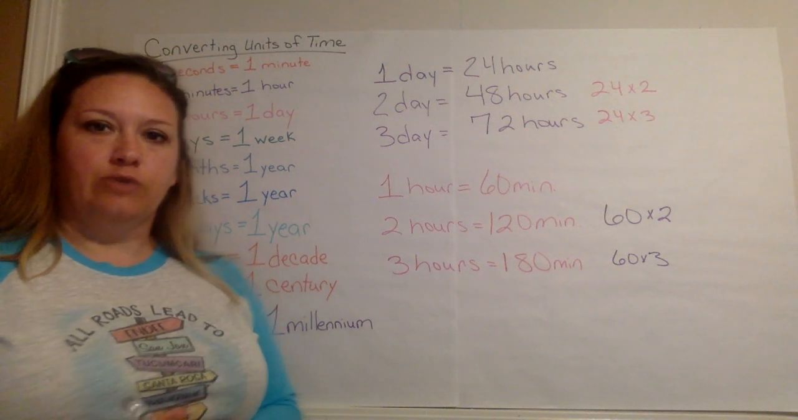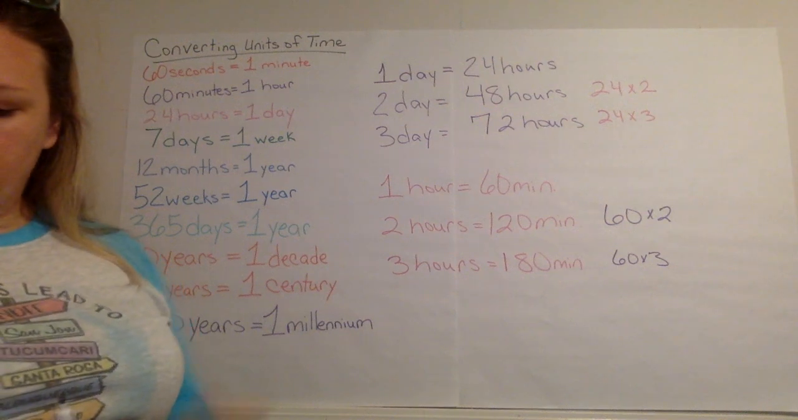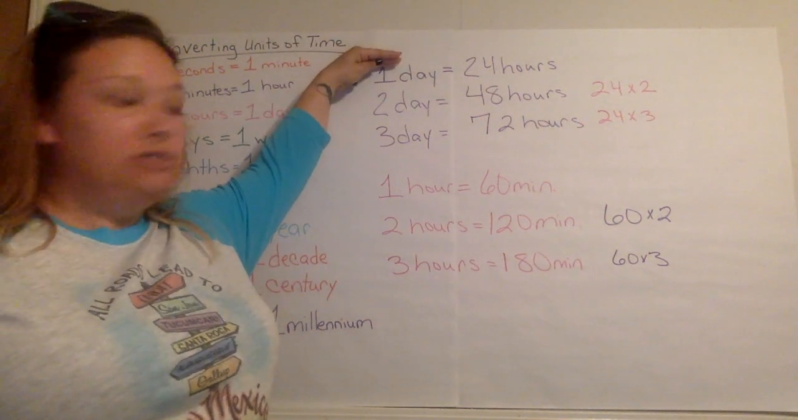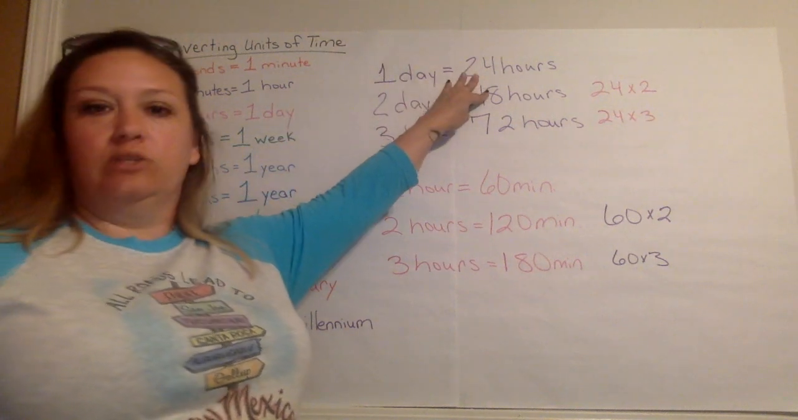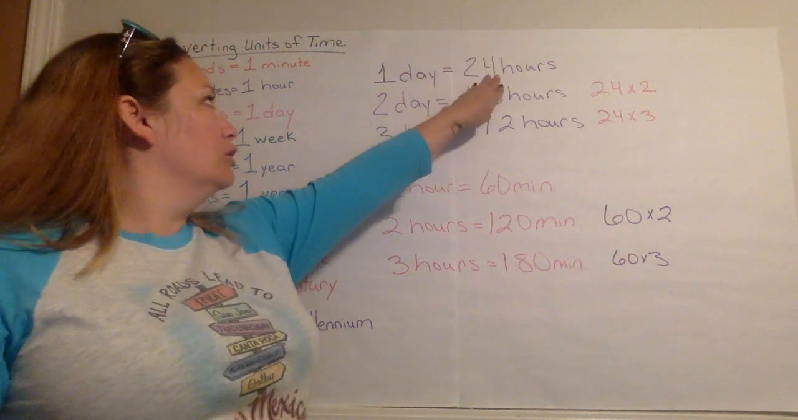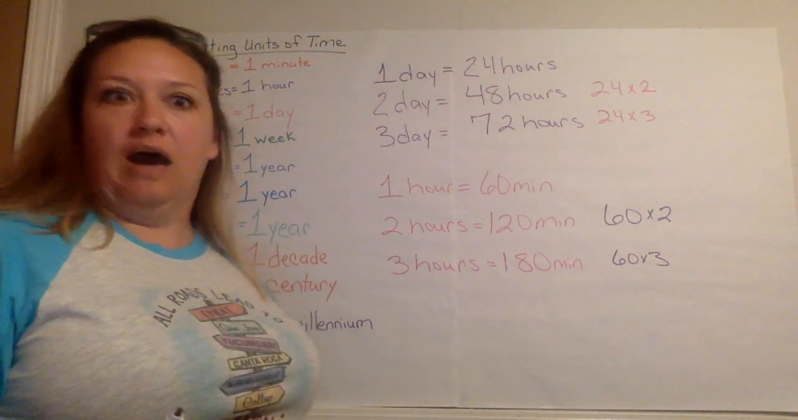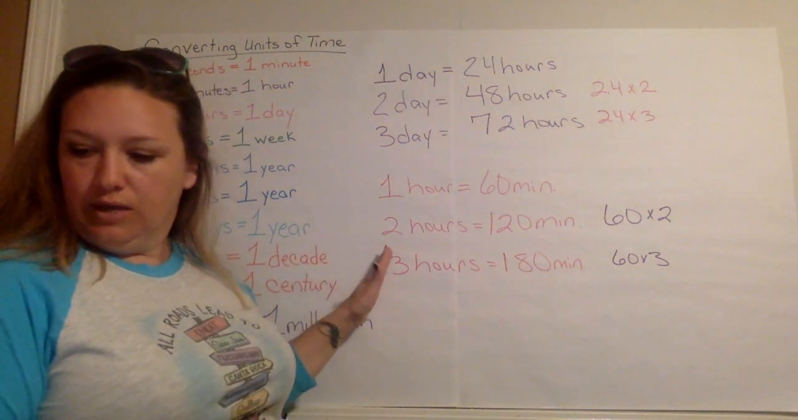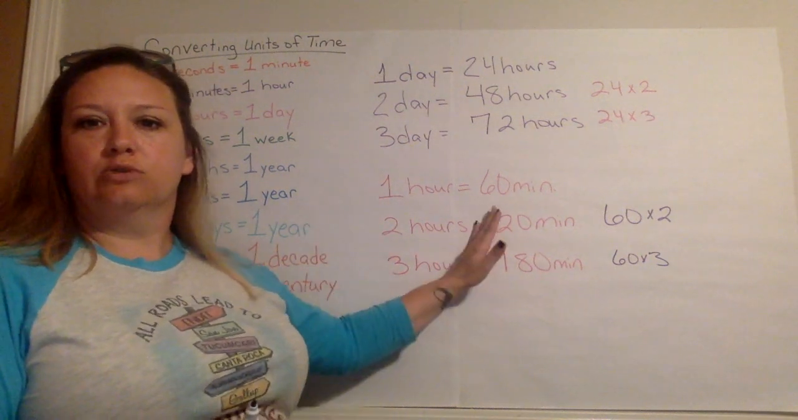And one rule to know is if you're going from a larger unit to a smaller unit, you're going to multiply. But if you are going from a smaller unit to a larger unit, you're going to divide. So that's a good rule to follow. And see, on all of these, we have went from a larger unit to a smaller unit.